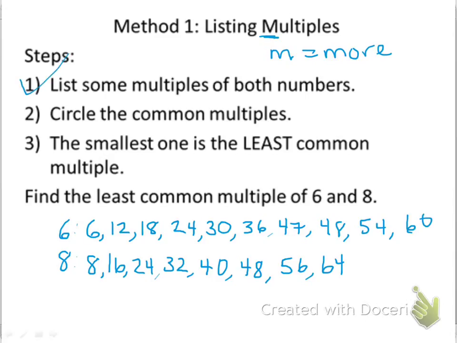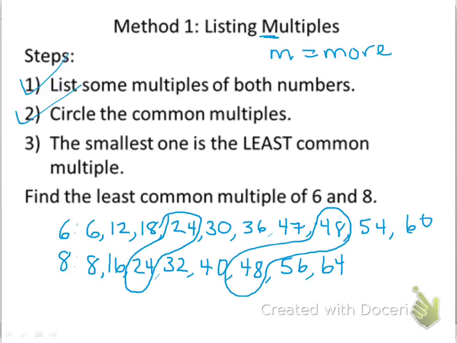Step number 2, circle the common multiples, or the multiples that they share. All right, I'm going to go through and try to find any ones that they share. Here I've found one: 24, they both have 24. Now let's keep going. They both also have 48. So we've circled the multiples they have in common.